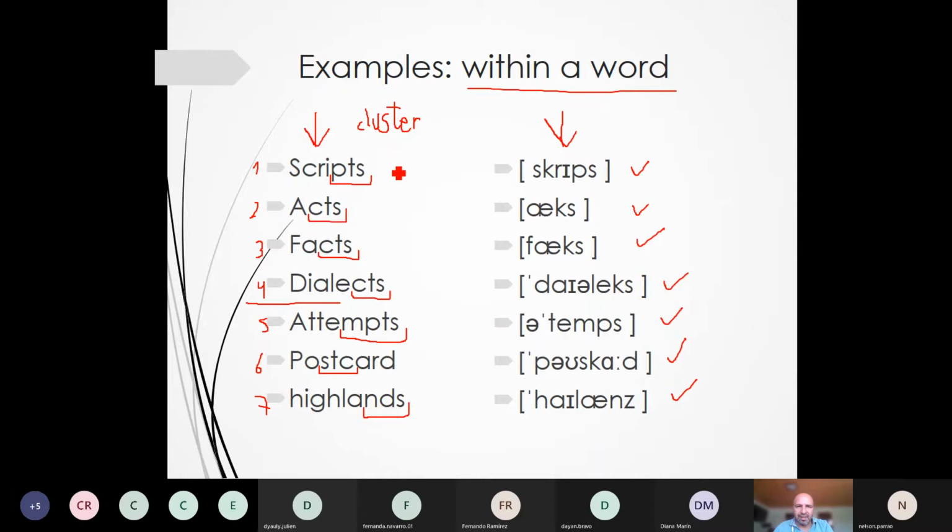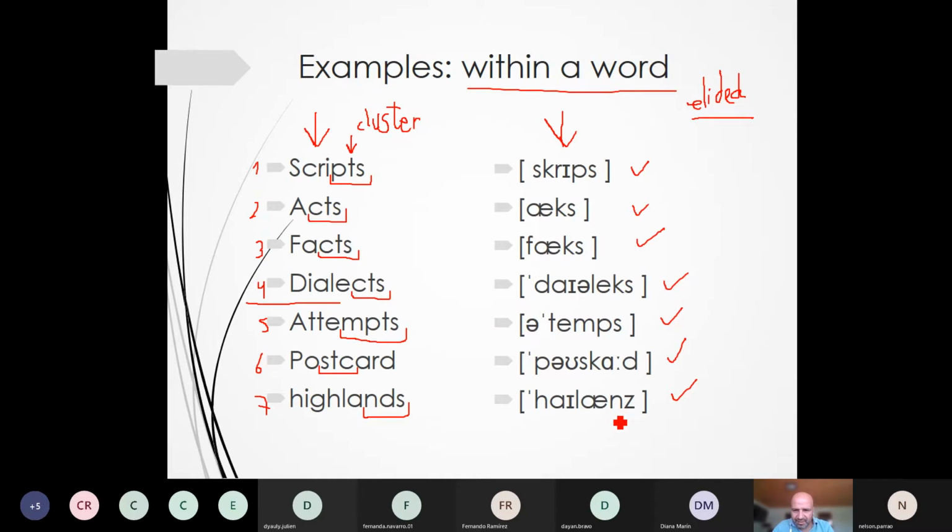So in these consonant clusters, usually the consonant sound in the middle is the one that is elided. And that's a technical word, right? Elided. You may say deleted, omitted, a missing sound or a sound that disappeared. But the more technical word would be elided, but it means exactly the same. Scripts, asks, facts, dialects, attempts, postcard, and highlands. Okay, very good, very well done.